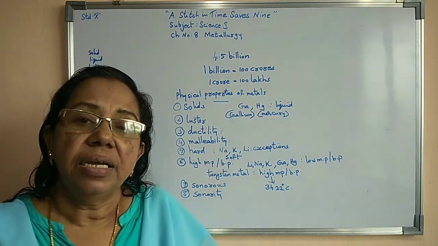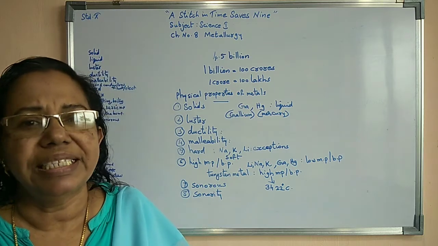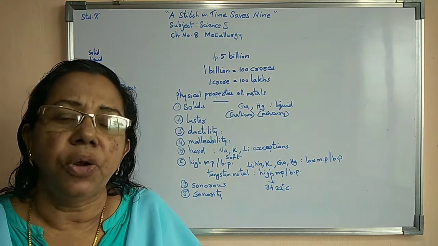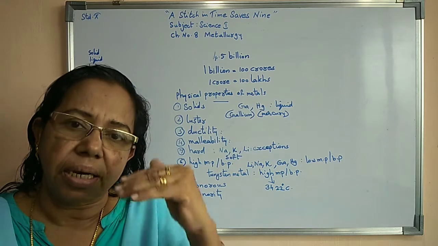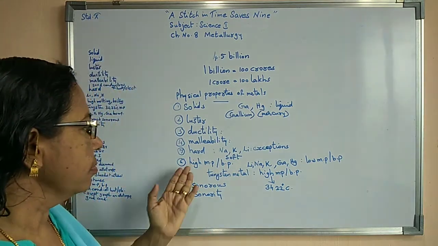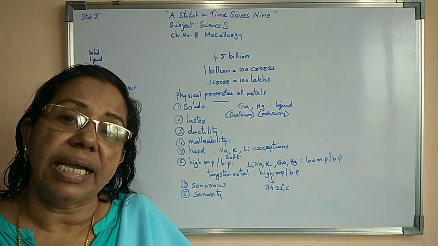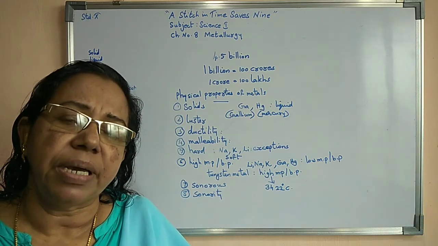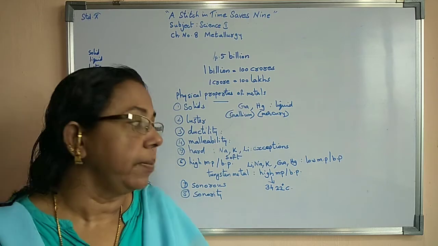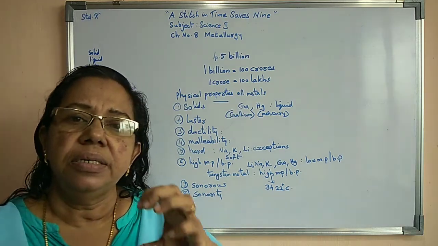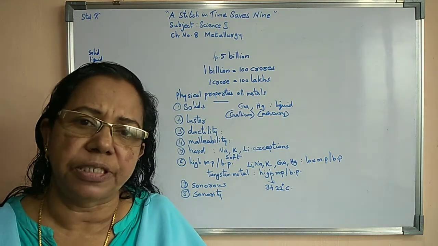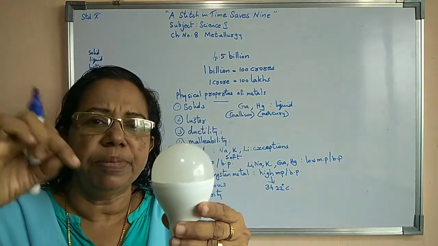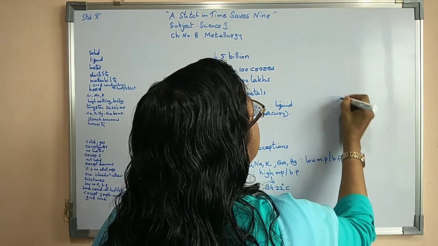Another thing, metals are very hard substances, but there are some exceptions: lithium, sodium and potassium. They are not hard. Even with the help of a knife we can cut them into two pieces. Metals have high melting as well as boiling points, but at the same time alkali metals, gallium as well as mercury have low melting as well as boiling points. Now tungsten metal is used in electric bulbs. We can say it is the filament of the electric bulb. This is the electric bulb. Inside you might have seen the filament, like that.